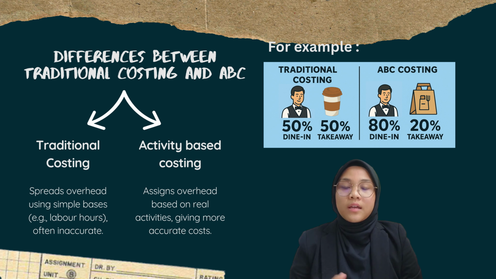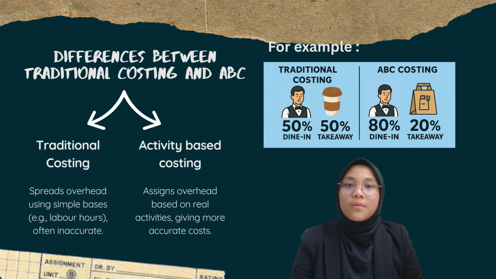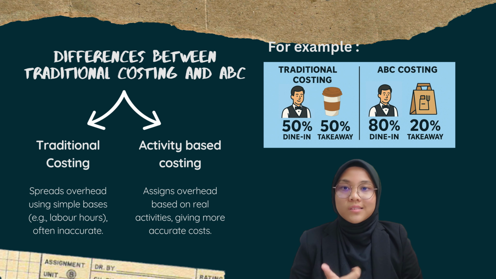For example, in our restaurant, traditional costing might give the same cost to both dine-in and takeaway meals. But ABC shows that dine-in uses more space, electricity, and staff time, while takeaway uses more packaging and delivery. So this gives a clearer and more useful picture of how costs are used based on activities.